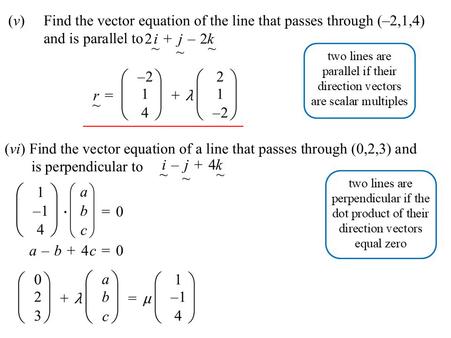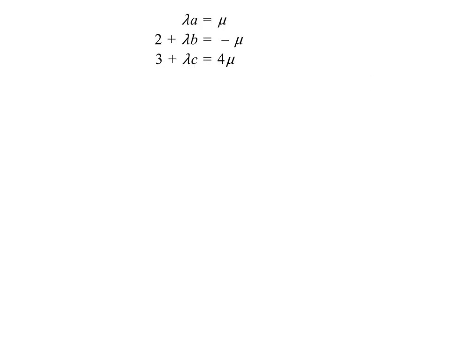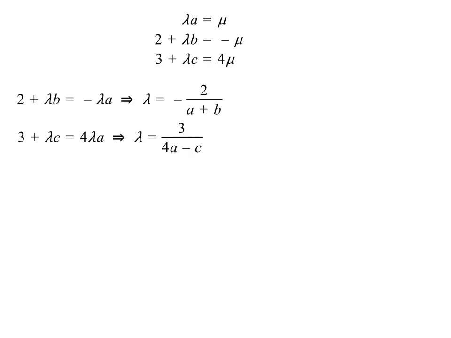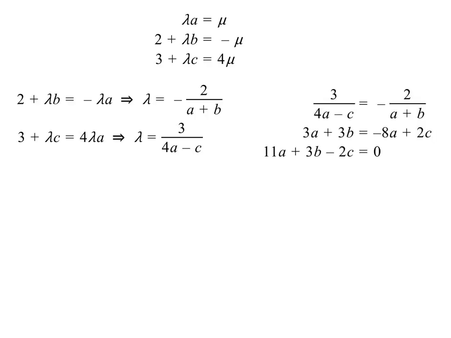But I know that it's going to be equal to some multiple of the (1, -1, 4). Equate the components. Lambda a is equal to mu, and so on. Well, I'll say 2 plus lambda b is minus lambda a. That's substituting the first one into the second one. 3 plus lambda c is 4 times lambda a, substituting the first one into the third one. I now come up with what lambda is, and I get another expression for the relationship between a, b and c. Now, combine that with the first expression, we get simultaneous equations.